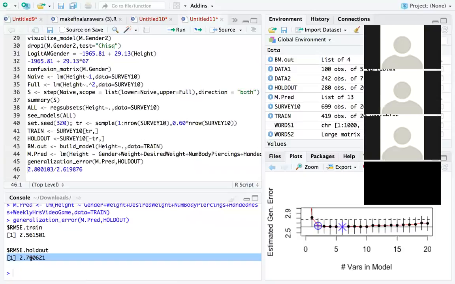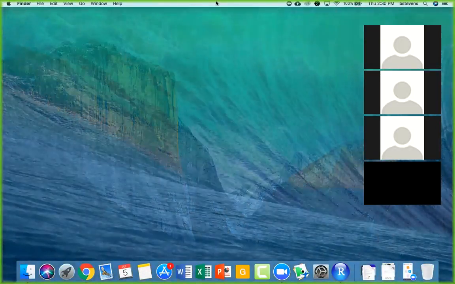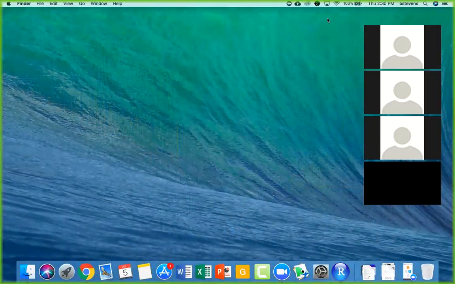I'm trying to think if I could draw four boxes on the screen pretty quickly. Can I annotate on the screen? I don't even see my Zoom thing. Where's annotate? I swear it used to have draw on the screen.